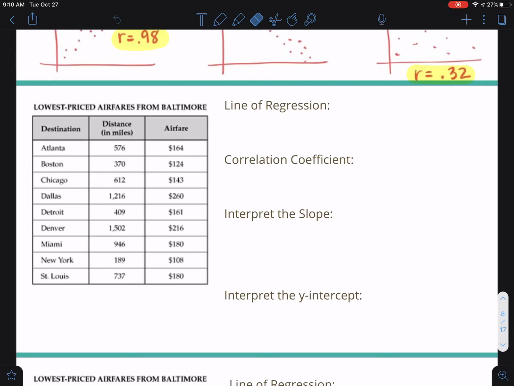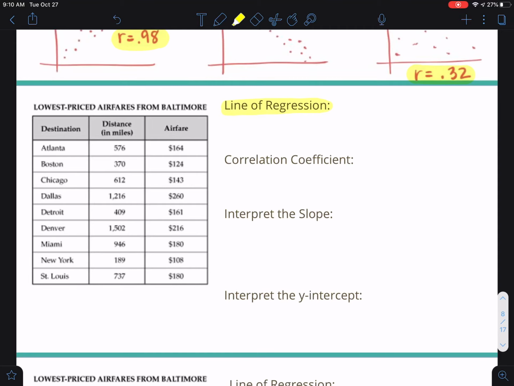Okay, so I'm going to real quick go over how to find the line of regression and how to do our interpretations that we've been doing in class. So the first thing, whenever I ask you to find a line of regression, remember that is going to be the equation of the line that goes through the middle of the data points.